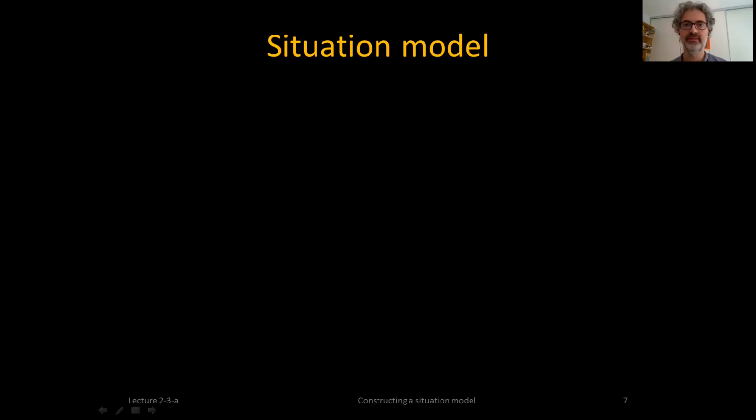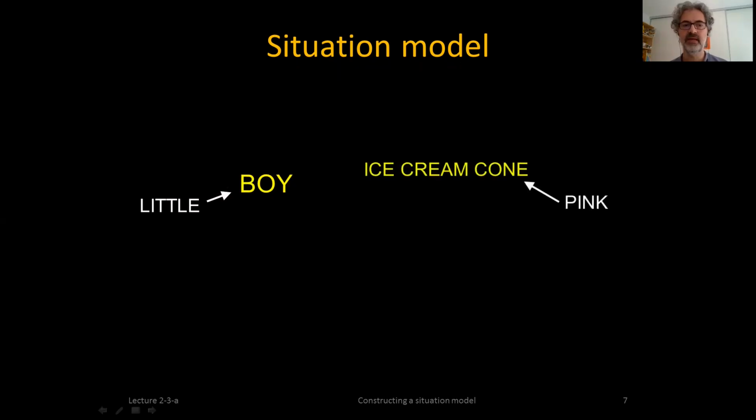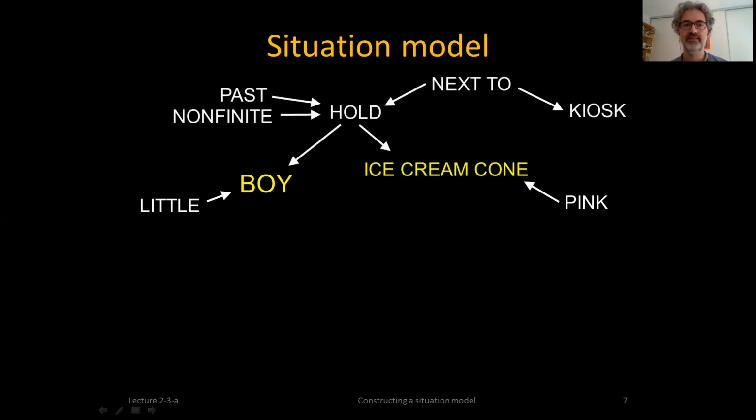So let's see what the situation model looks like when we begin to build it based on this text base. The first thing that's represented is that there is a boy, a little boy, and then there's a pink ice cream cone, and these are connected by a holding action or situation with its attributes and a spatial relationship. So this represents the first sentence in a kind of macro structure.